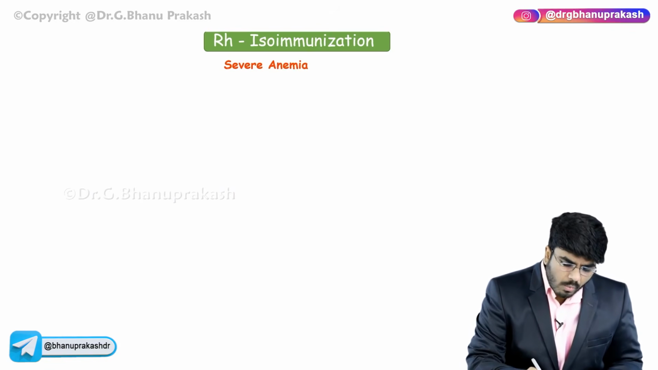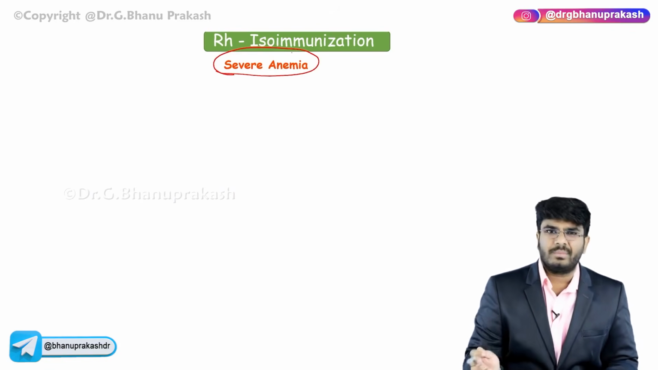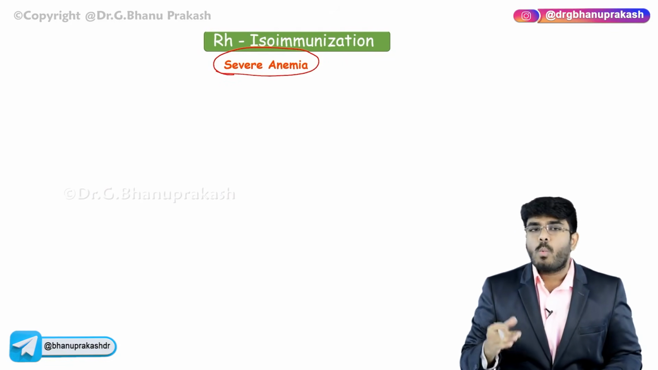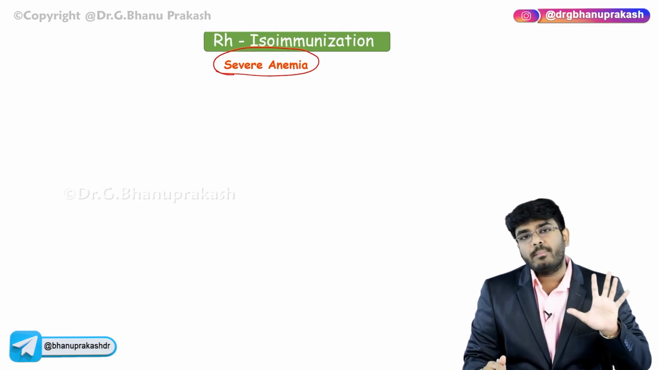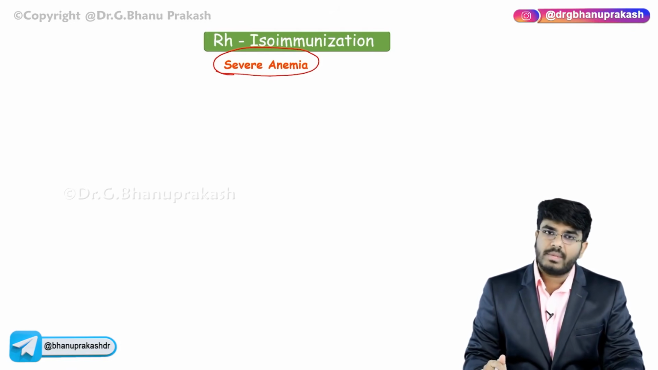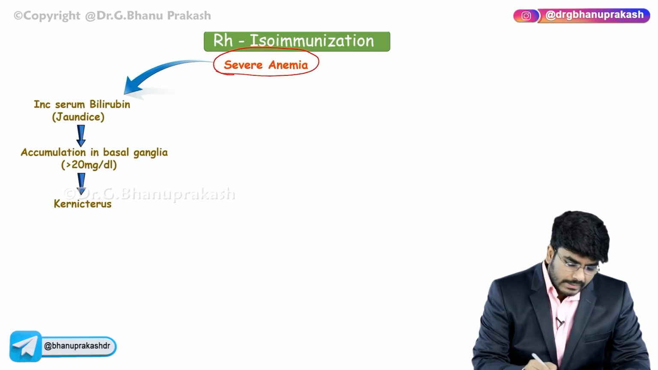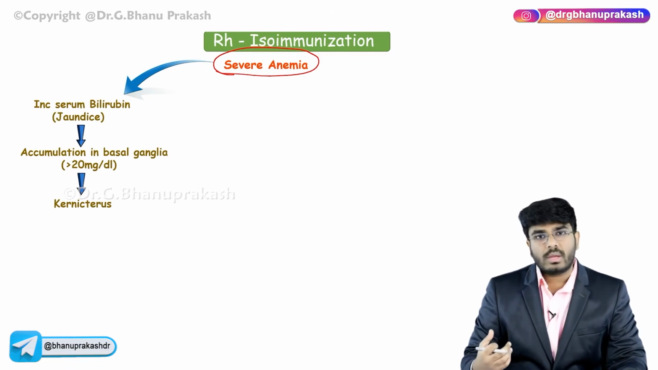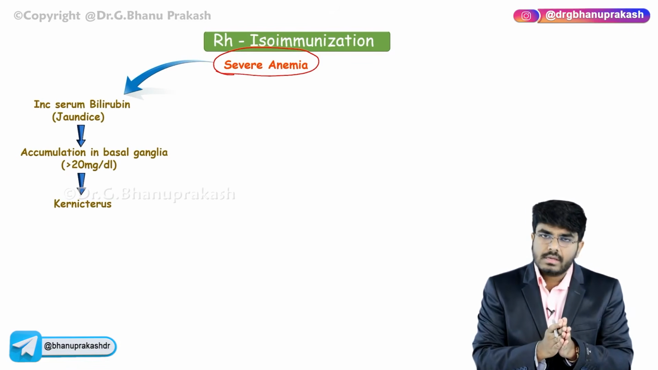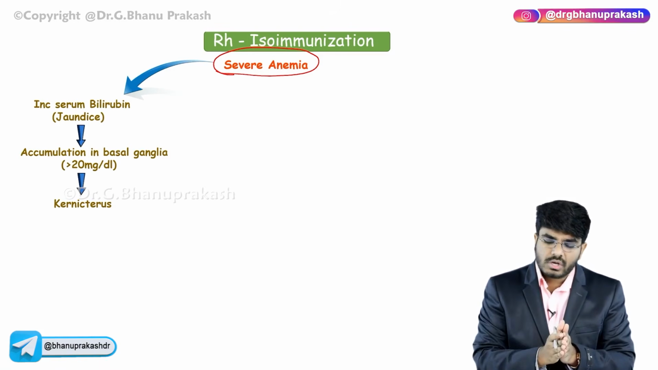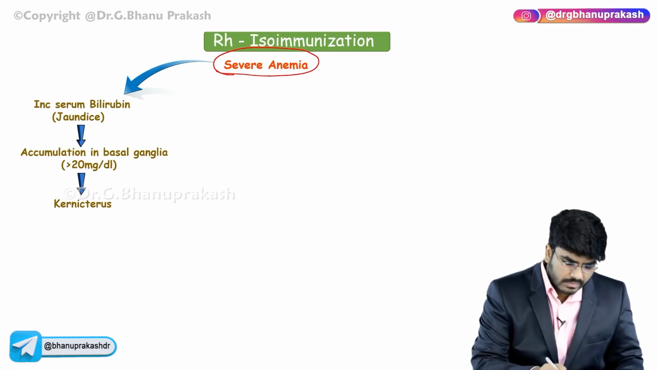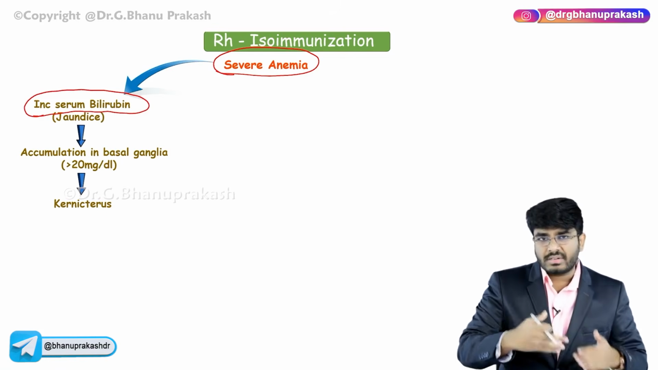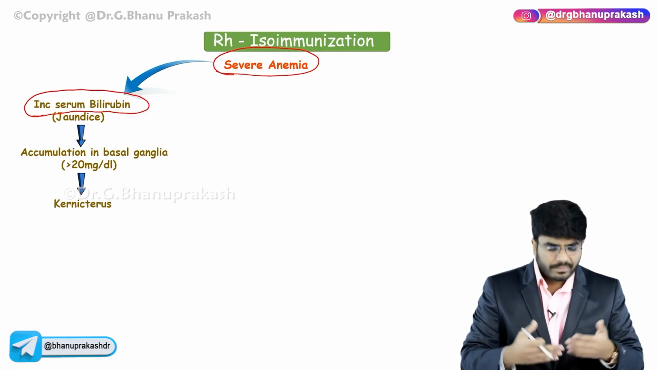Now let's talk about what happens with this severe anemia. The baby is developing severe anemia because of hemolysis. There are 5 important consequences of this severe anemia in the baby. Because of severe hemolysis, bilirubin is going to come into the fetal blood. Destruction of fetal RBCs produces bilirubin, which, as we know, is a degradation product of RBCs.